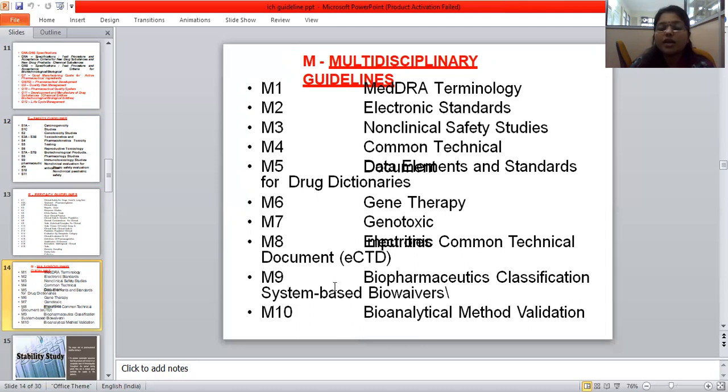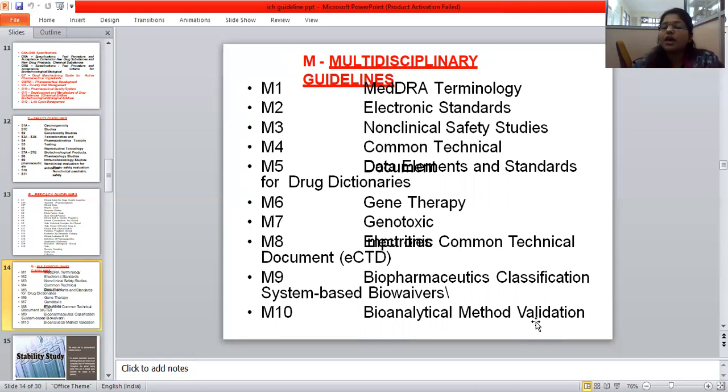M9 guideline for biopharmaceutical classification system based biowaiver. So how this biopharmaceutical classification, class 4 classification we are having according to their solubility and their particular lipophilicity. So we are having the drug, it is having low soluble, high permeable. So accordingly, we are having this classification of biopharmaceutical classifications. So this classification which is given by referring this M9 guideline, M10 guideline, the bioanalytical method validation.